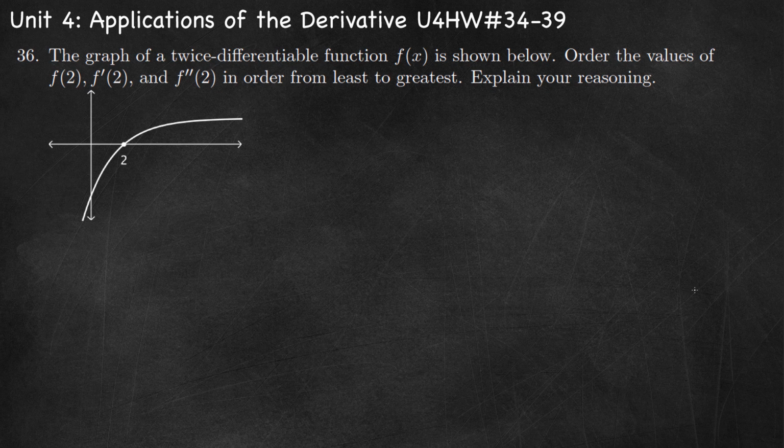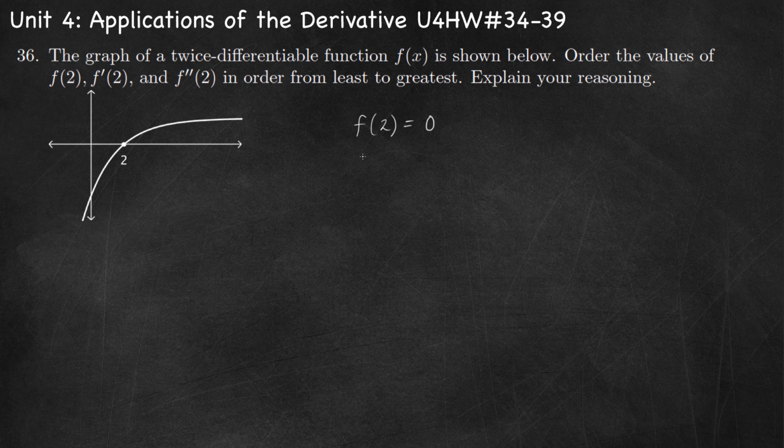36, the graph of a twice differentiable function. Now twice differentiable just means that the second derivative exists. Like it's possible to take two derivatives of f. So the graph of a twice differentiable function f is shown below. Order the values f of 2, f prime of 2, and f double prime of 2 in order from least to greatest. F of 2 we can read right from the graph. F of 2 equals 0.